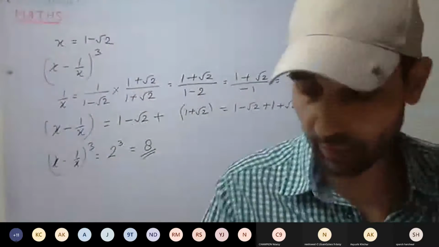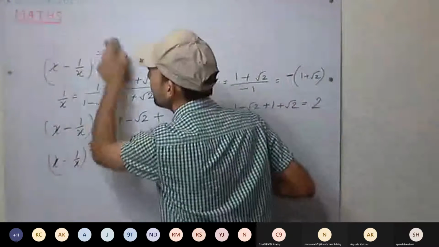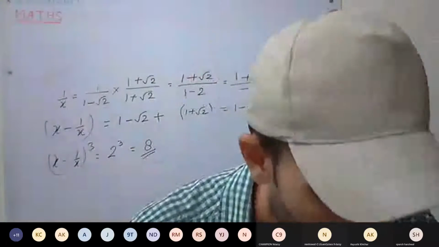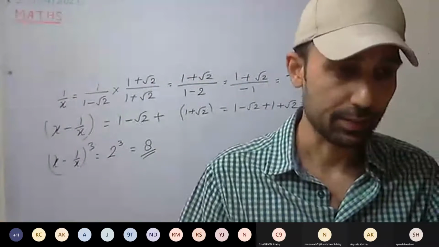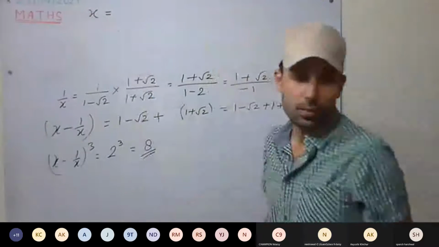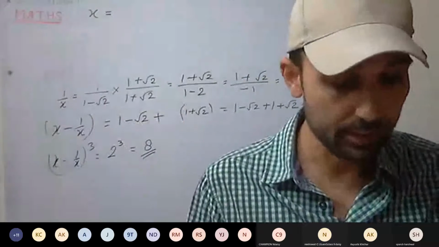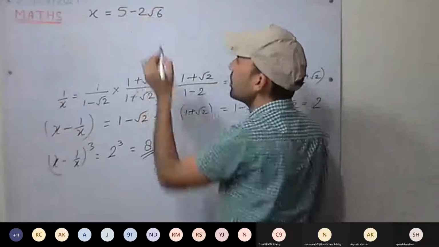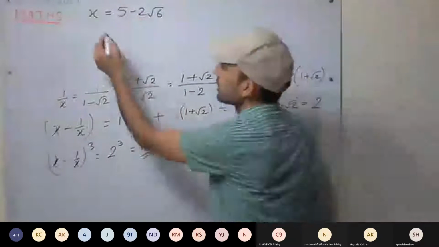Okay, 10th one, anyone in class, how we are going to do it? 10th one. How we are going to do it? Can we use any identity there? X is given. So you want to take 1 upon x. Okay, we will calculate 1 upon x. Then x is there. Okay, we have calculated 1 upon x.